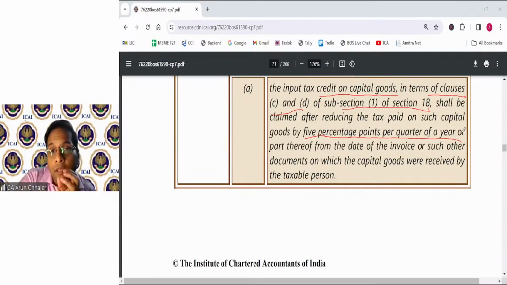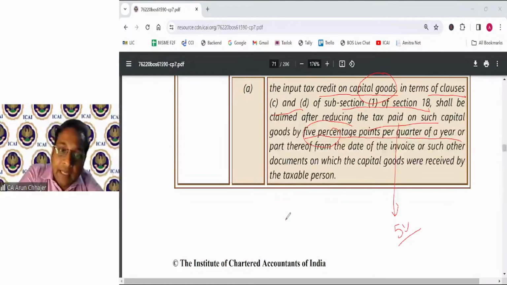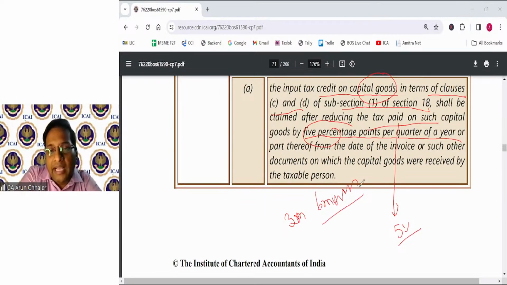क्या मतलब हुआ? It means that whatever capital goods you have purchased, you can take the ITC, whatever tax you paid on the capital goods, after reducing 5% per quarter or part thereof. It means I have used the capital asset for, let's say, 3 months or 6 months. Then I have to reduce 5% per quarter, so total 10%.